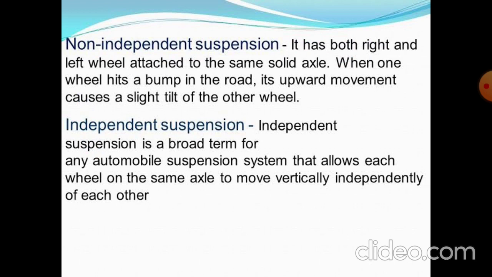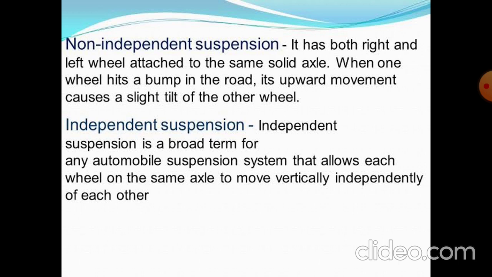Non-independent suspension has both right and left wheels attached to the same solid axle, right? Non-independent axles means it has both right and left wheels attached to the same solid axle. When one wheel hits a bump in the road, its upward movement causes a slight tilt of the other wheel. So that is a simple non-independent suspension system.